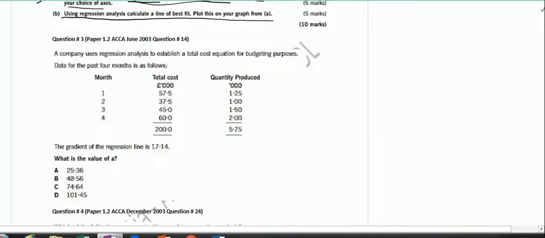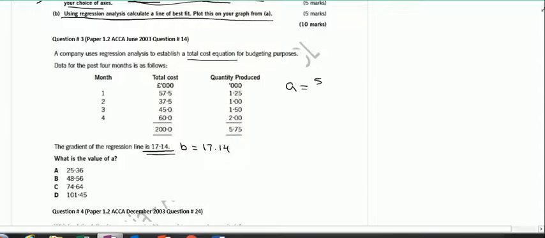A company uses regression analysis to establish a total cost equation for budgeting purposes. Data for the past 4 months is as follows. We are given total cost and total quantities produced. The gradient of the regression line is 17.14. By gradient, this is the B value. B is 17.14. What is the value of A?